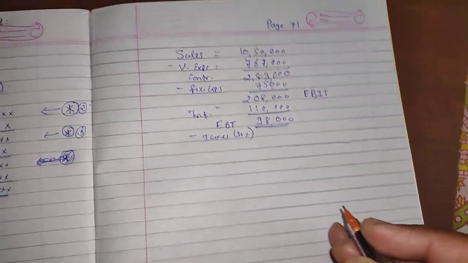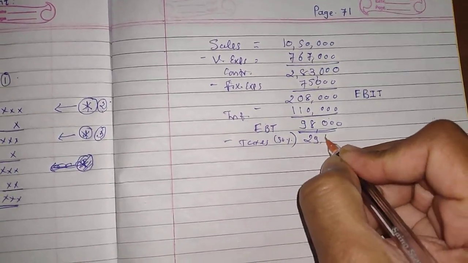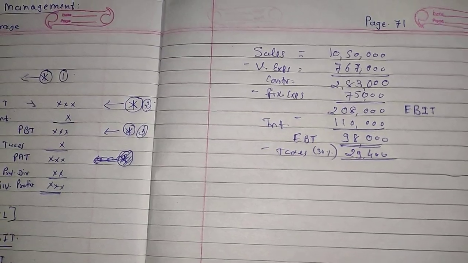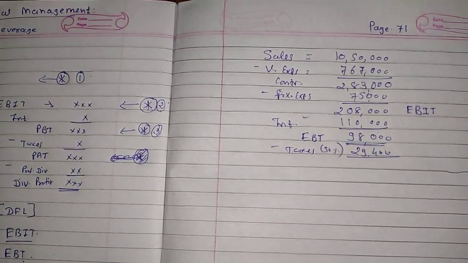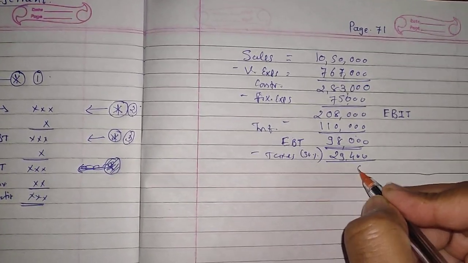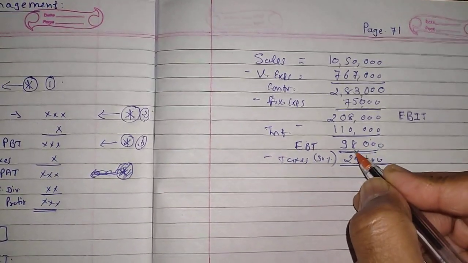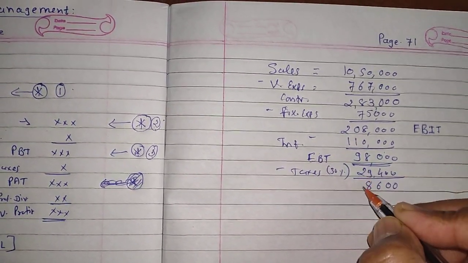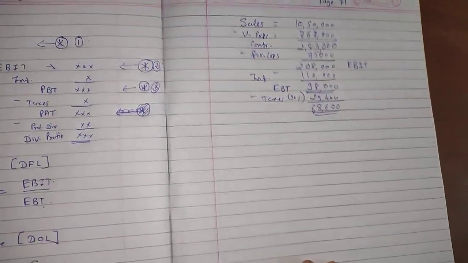Taxes come to 29,400. Usually we don't need taxes, but still we have calculated. So 98,000 minus 29,400 is equal to 68,600. Okay, now moving toward the calculation.